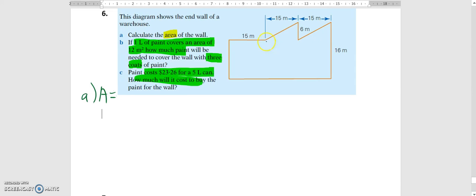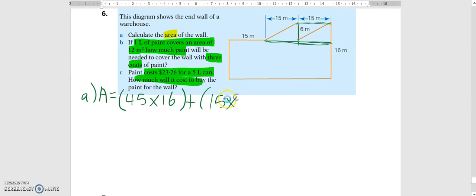So I'm just going to work out the area of this rectangle here, and then I'm going to add it to one of these rectangles here, because 2 of those triangles make one rectangle. Okay, so I'm going to go, it is actually 15 lots of 3, so 45 times 16 plus 15 times 6. Okay, and that's the area of that wall. And that's actually 810 square meters. So a substantial area to paint.